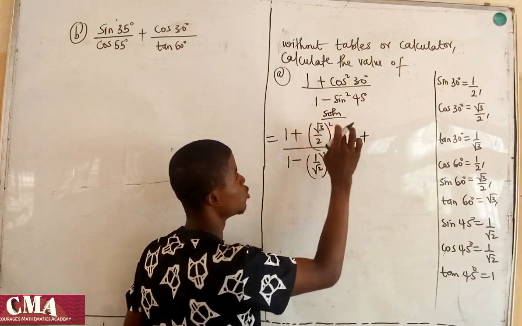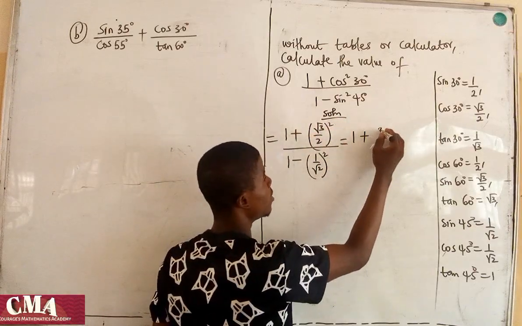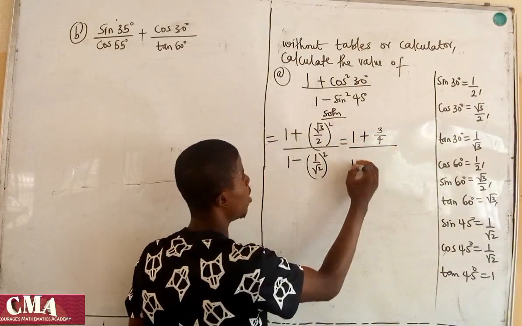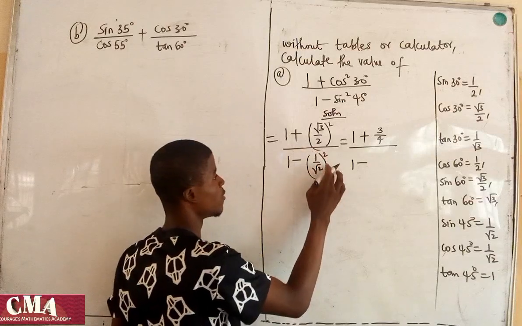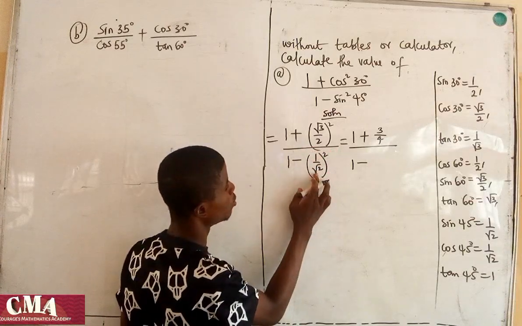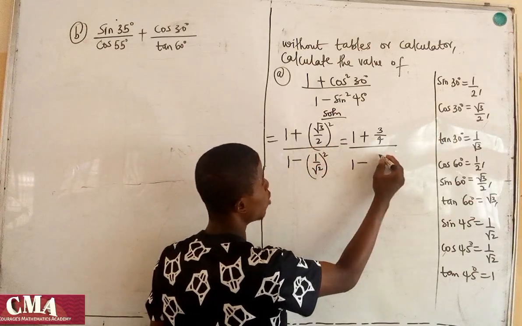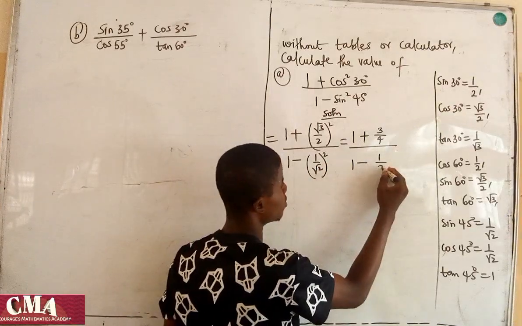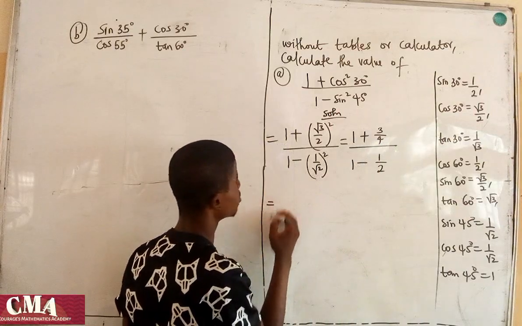Root 3 squared is root 3 times root 3. That's 3. 2 squared is what? 4. All over 1 minus 1 squared over root 2 squared. 1 squared is 1. Root 2 squared is root 2 times root 2. That's 2. So this gives us this.